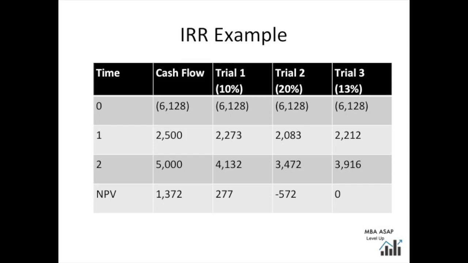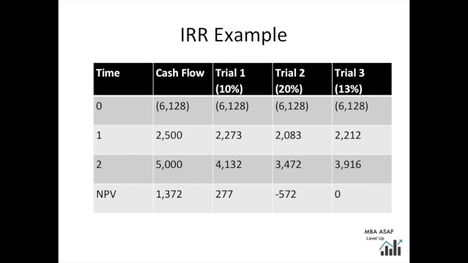So then we start doing some trials on these numbers. Let's think this through in terms of an example. We say that we're spending $6,128 in order to generate cash of $2,500 in year one and $5,000 in year two. If we don't do any discounting at all and just add up the numbers, we get $1,372. Now, if we discount the cash flows at 10%, we discount the $2,500 back one period at 10% and discount the $5,000 back two periods at 10%. That gives us a net present value of $277.